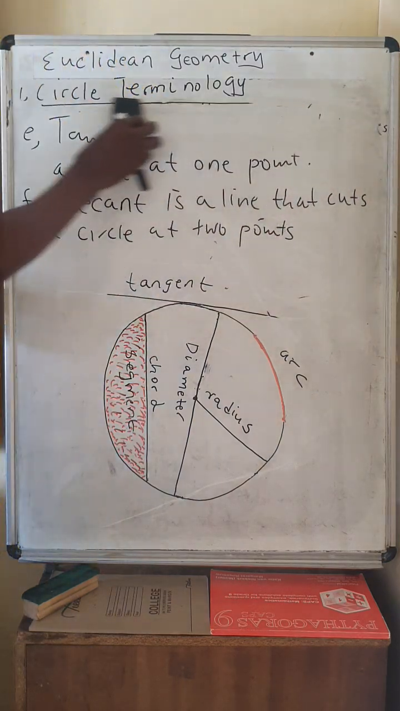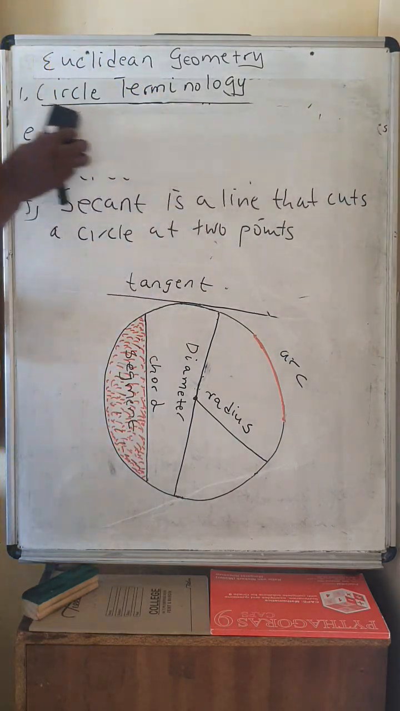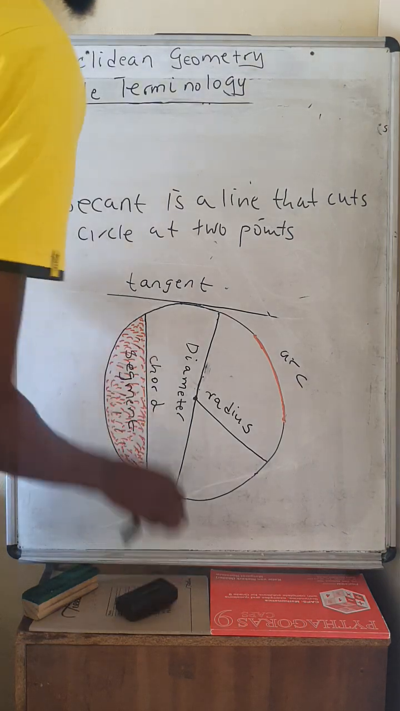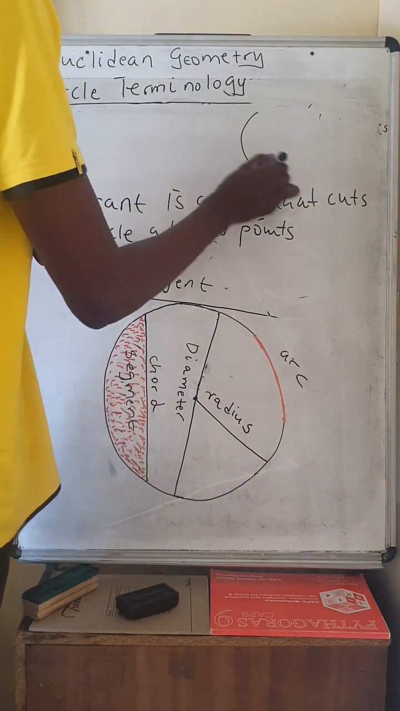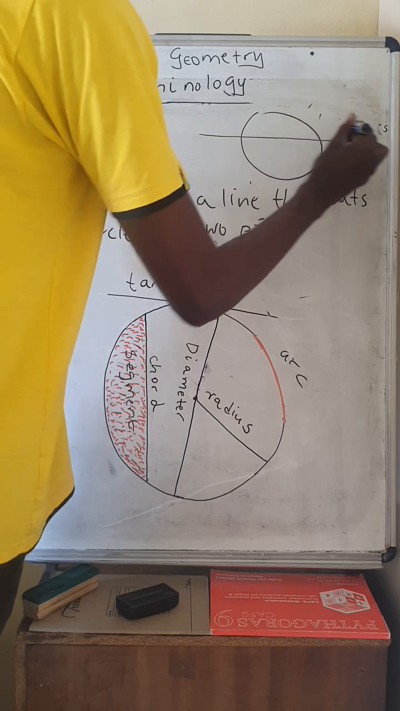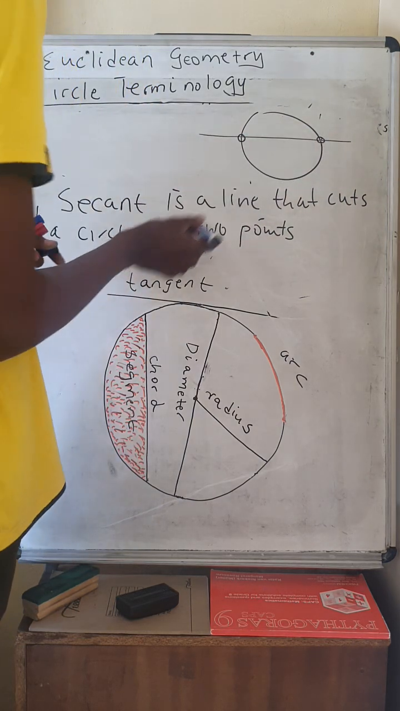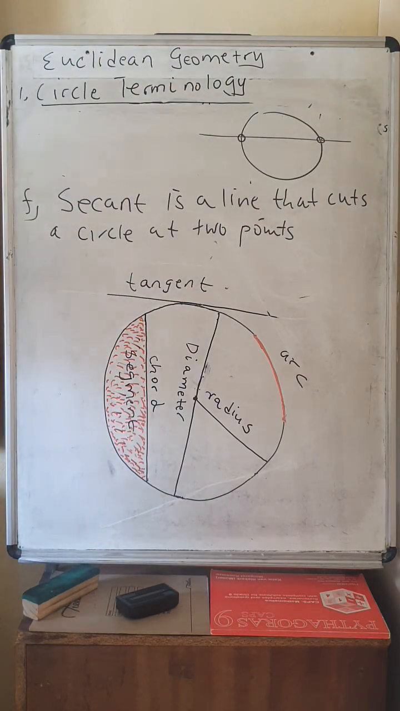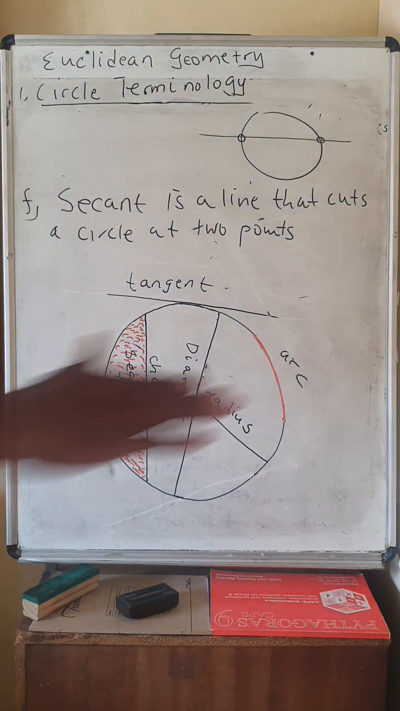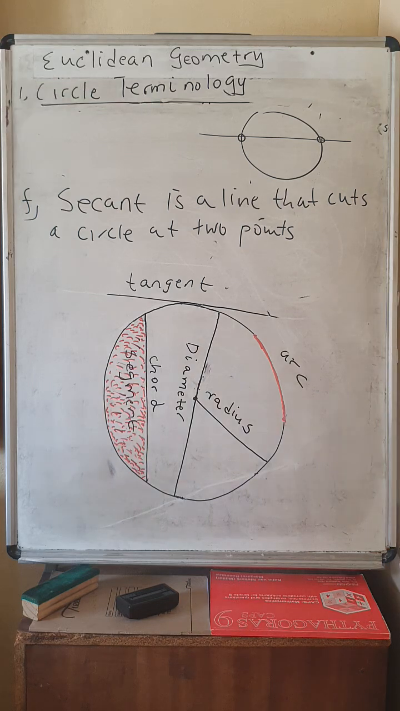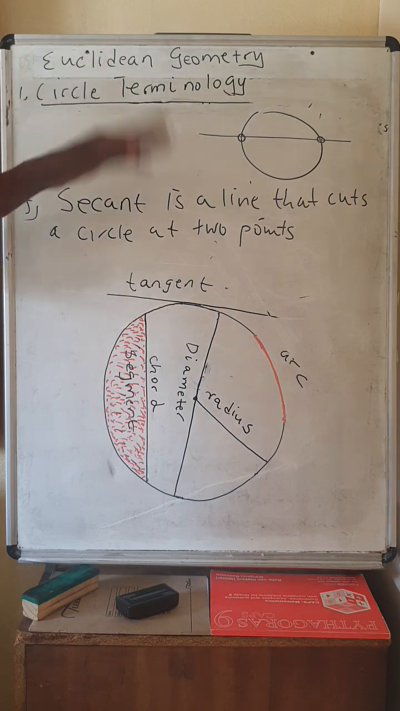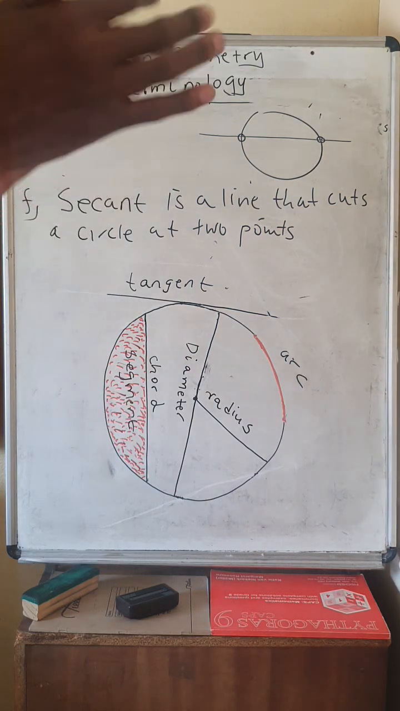Let me erase the tangent here just to explain what I mean by secant. So if you give me something like this, for instance, you can see this line is cutting the circle at this point and this point. Therefore, this line is called what? It is called a secant. It's a line that cuts the circle at 2 points. So I think we are done. Actually, we are done with the circle terminology.